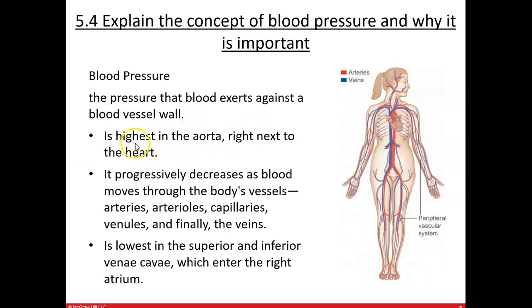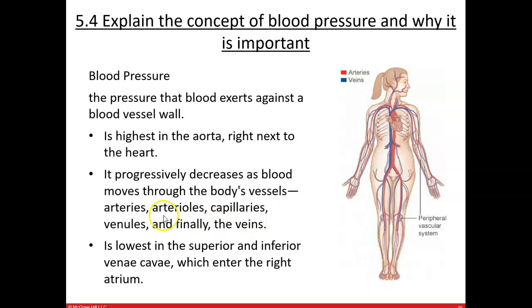So the highest blood pressure is going to be in the aorta. So here's the heart. Remember, the aorta branches off the heart and down the torso. That's the artery closest to the pump. So your highest blood pressure is going to be in your aorta. And then that blood pressure progressively decreases as it moves through the body. So the farther in the arteries from the heart, you're going to have lower blood pressure.